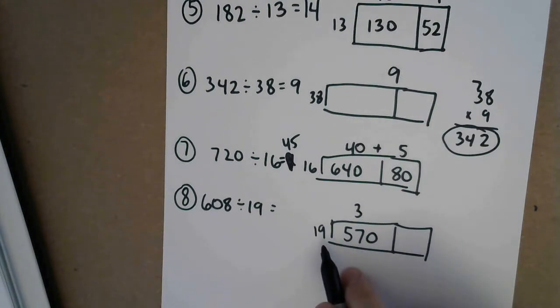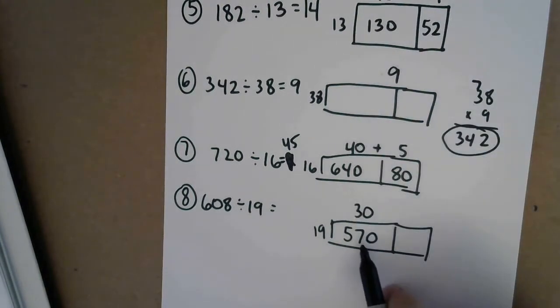570 divided by 19 would be 30, right? 57 divided by 19 was 3, so 570 divided by 19 is 30. All right, so what's the remaining part? I have 608, and I want to take away 570.